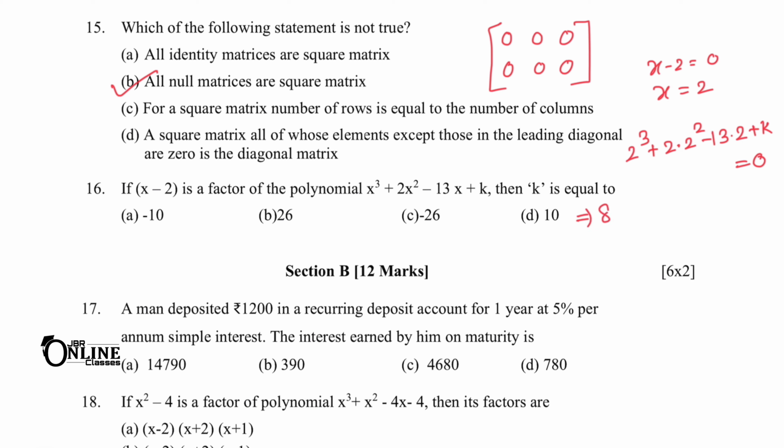So you can write down this one as 8, then 2 square means 4, so 4 twos are again 8, and minus 13 into 2 is 26 plus k, that equals 0. So 8 plus 8 is 16 minus 26 plus k equals 0. So definitely k equals 10. So option D is your answer.